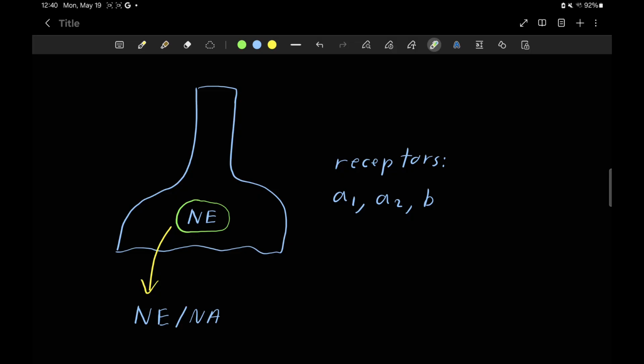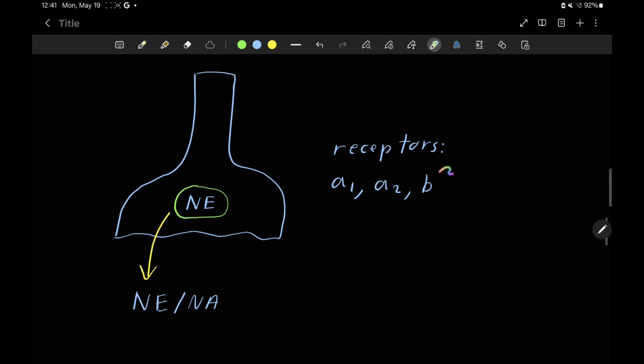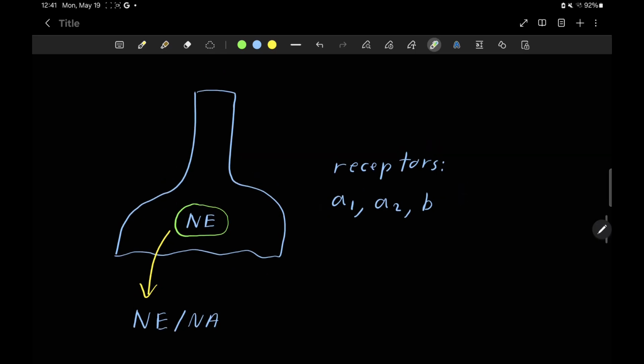Now, norepinephrine or noradrenaline, remember they're the same thing, they can bind onto a couple of different types of receptors. There's alpha receptors and beta receptors, and they can be further classified. There's alpha 1 and 2 receptors, and then beta receptors can be beta 1, beta 2, or beta 3 receptors, but for the purposes of this video, we are going to focus on beta receptors altogether, but separate alpha receptors into 1 and 2. Now, these receptors can be found on a variety of different cells, and norepinephrine can go and bind onto these receptors to produce different responses.